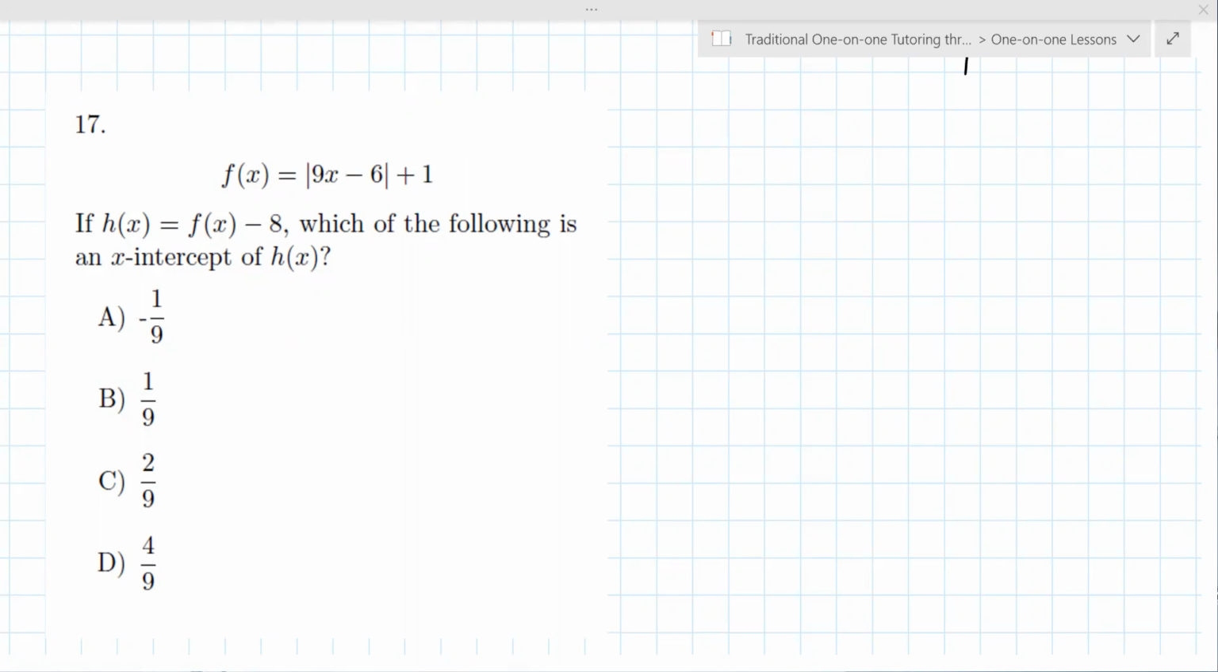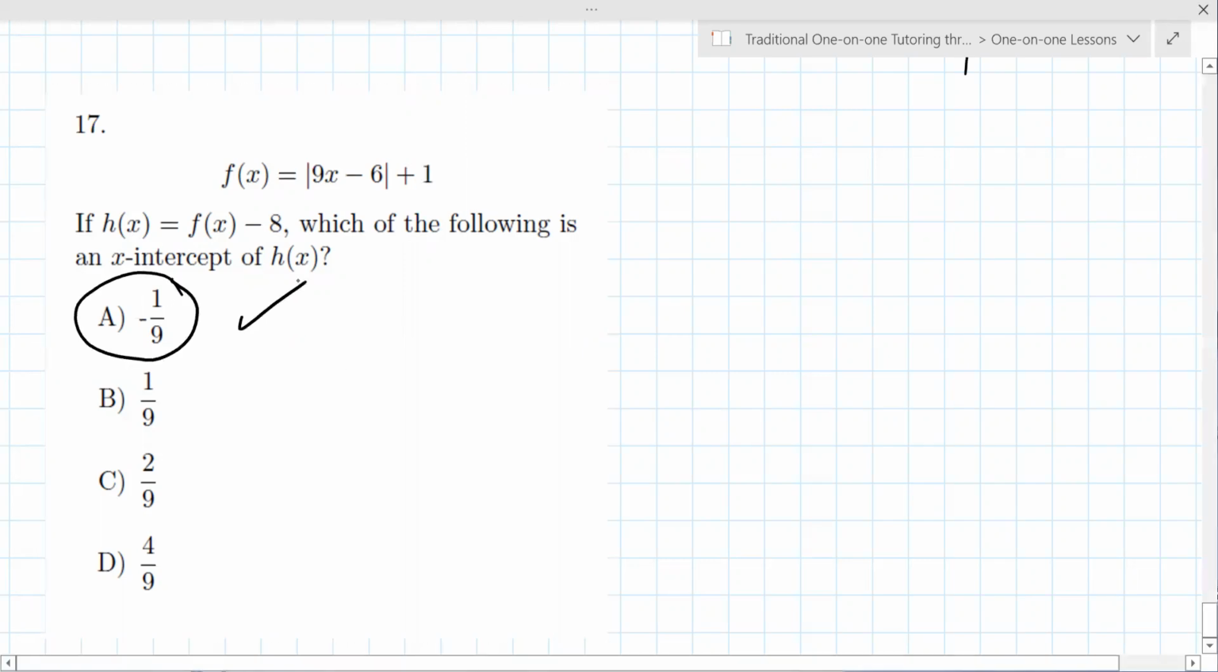How are you doing on this one? I got 13/9 and -1/9. Okay, got one there. Perfect.